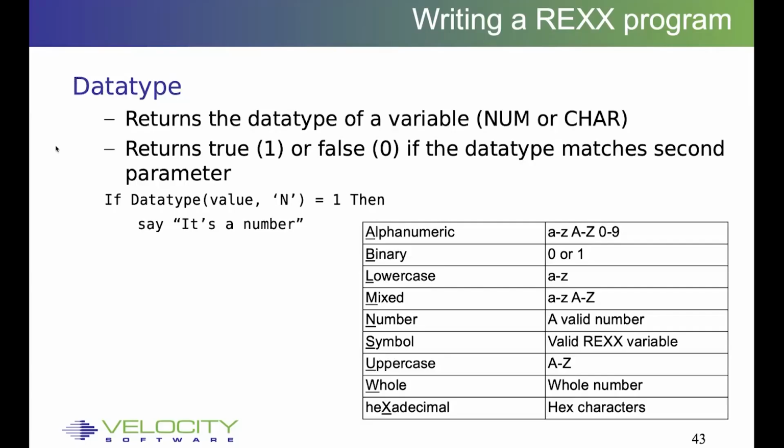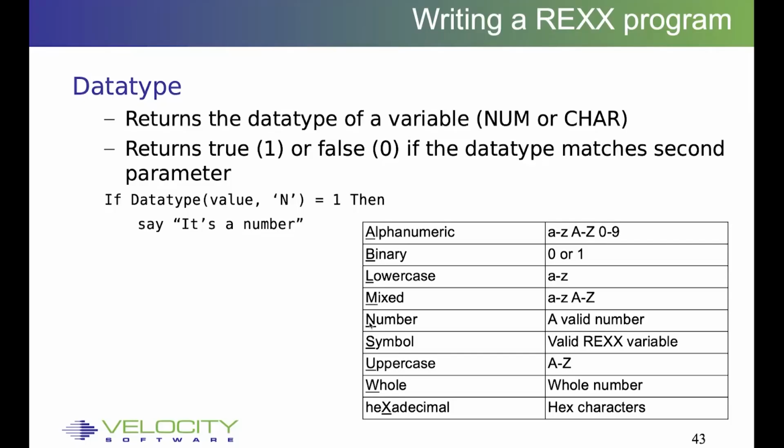All right, data type returns the data type of a variable. That means whether it's numeric or character. It can also return true or false if the data type matches the second parameter. So in this example, we're providing two parameters and we're checking to see if value is an n data type.